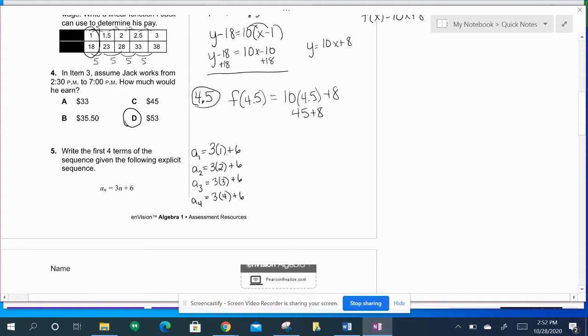So 3 times 1 is 3, plus 6 is 9. 3 times 2 is 6, plus 6 is 12. 3 times 3 is 9, plus 6 is 15. And 3 times 4 is 12, plus 6 is 18. So my first 4 terms would be 9, 12, 15, and 18. And I can tell that this looks like a good sequence because each of those is raising by 3, and 3 happens to be my slope or common difference in this case.